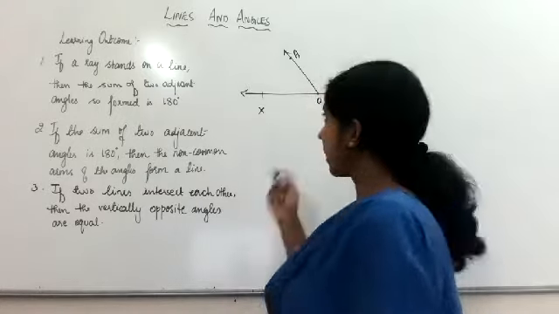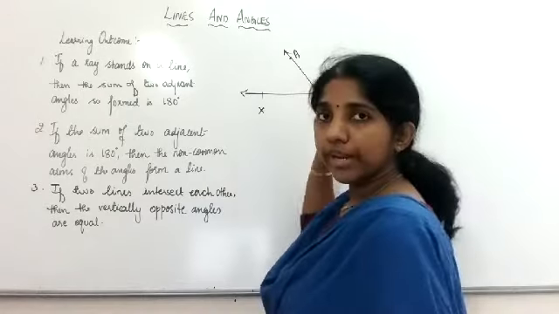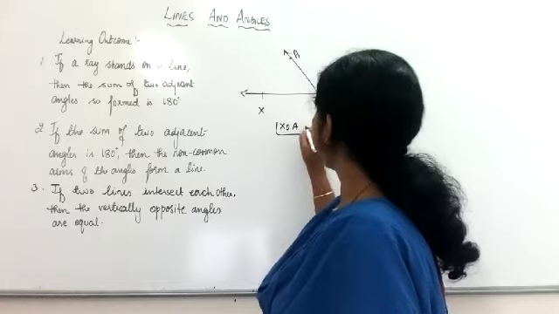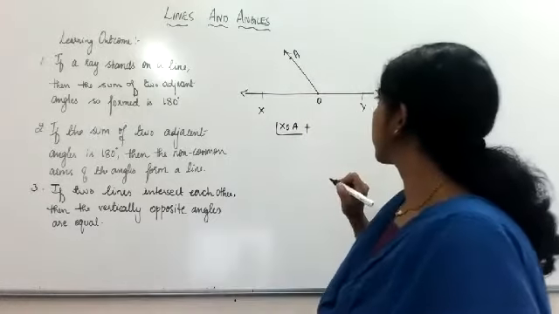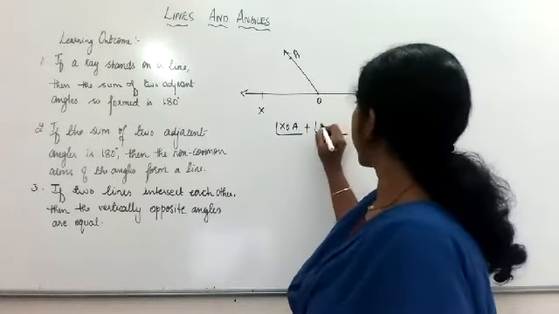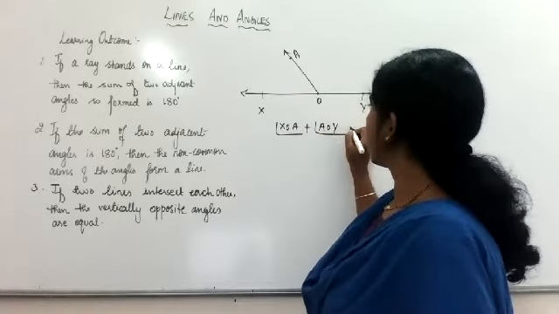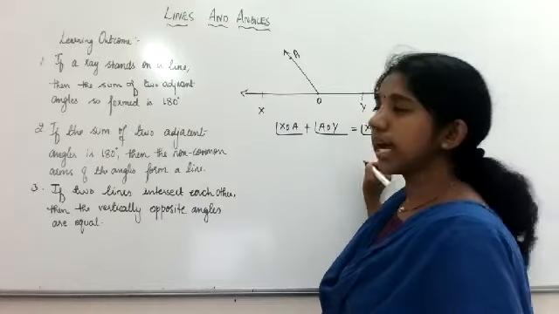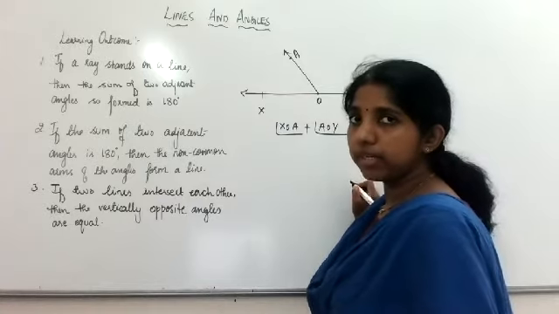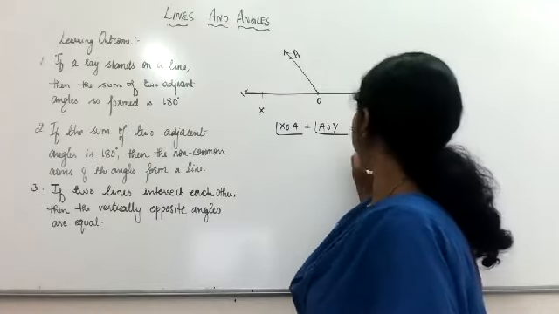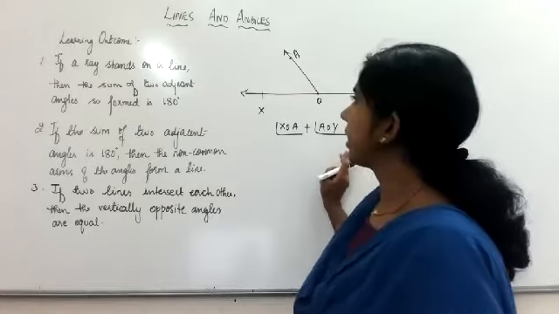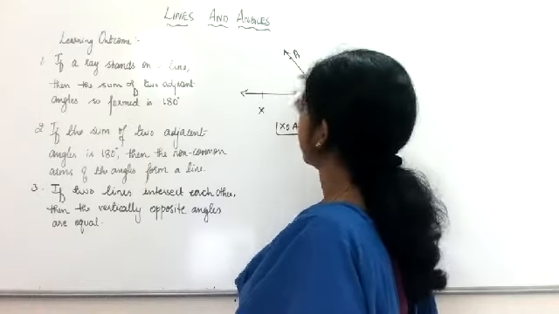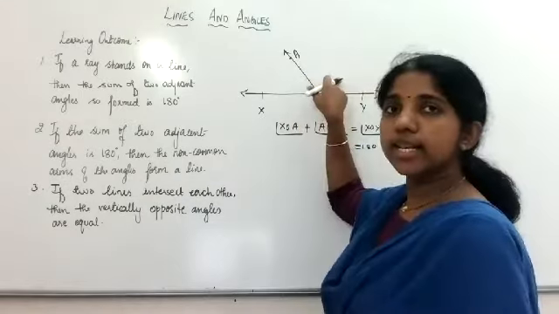How many angles do we get here? We get two angles. We know that angle XOA plus angle AOY is equal to angle XOY. What is the angle made by a straight line? The angle made by a straight line is 180 degrees. So we can say, if a ray stands on a line, then the sum of those two adjacent angles is equal to 180 degrees.